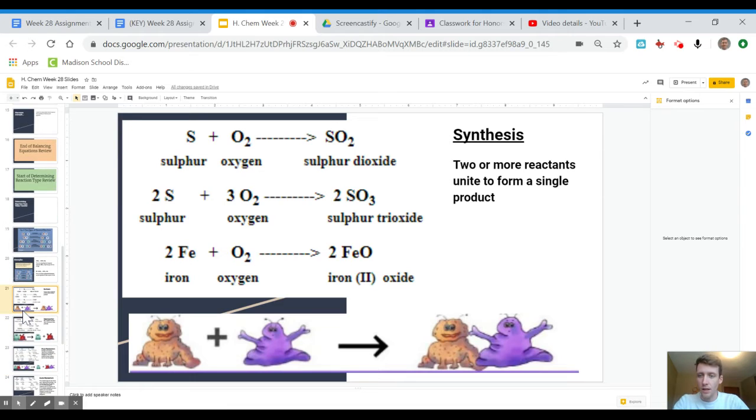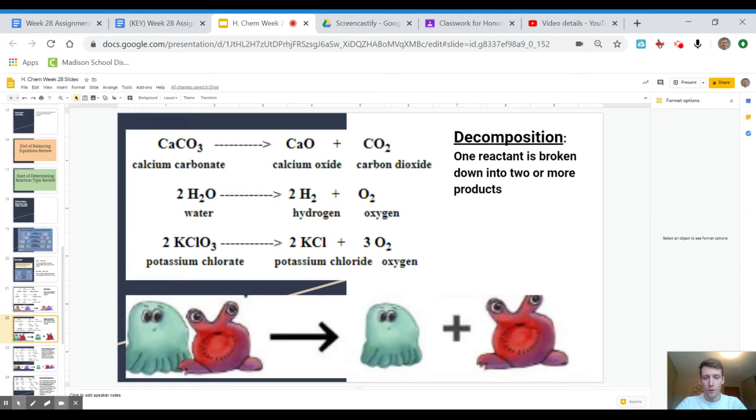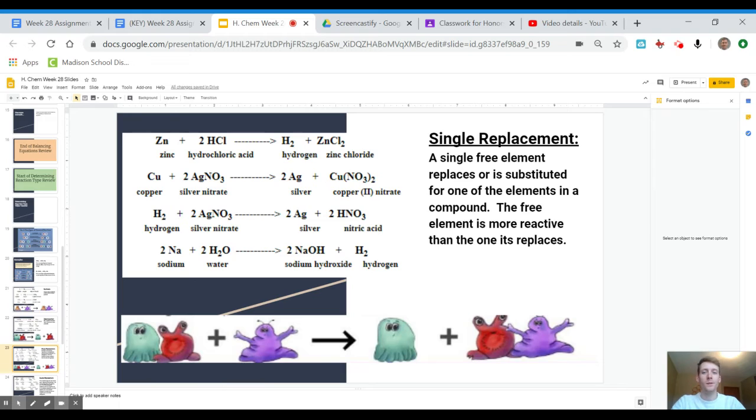There are also some other helpful slides here. We went over these in class during week 23. This is just going to give you some real examples of each type of reaction with a graphic at the bottom to help you remember and a little explanation of what that reaction is. Most of you have this in your notes already.